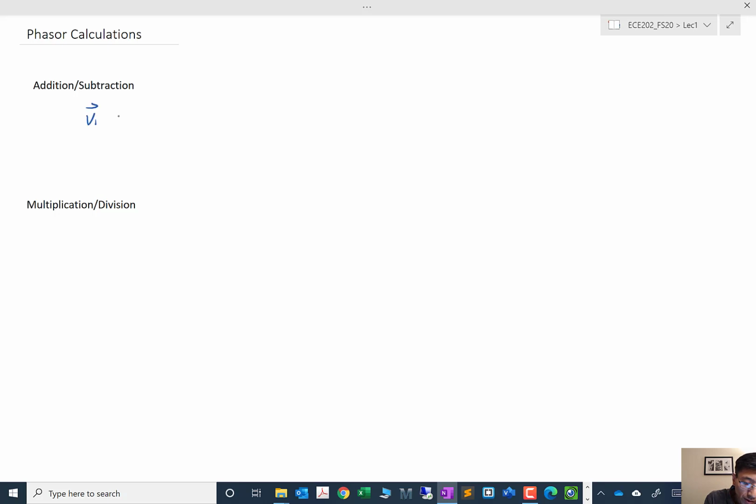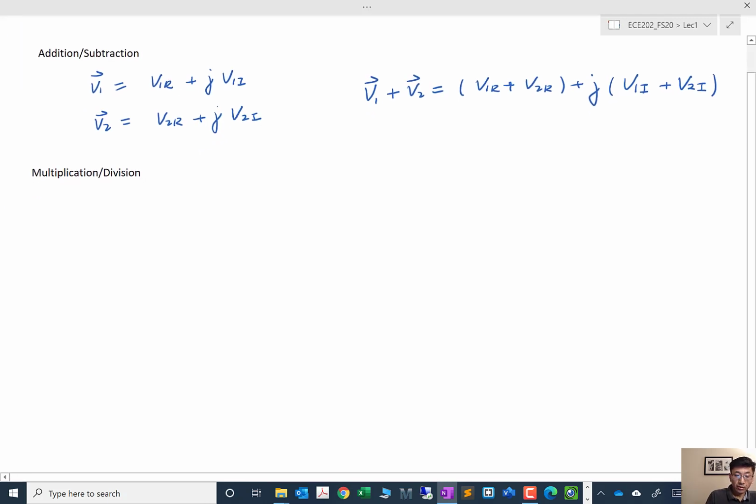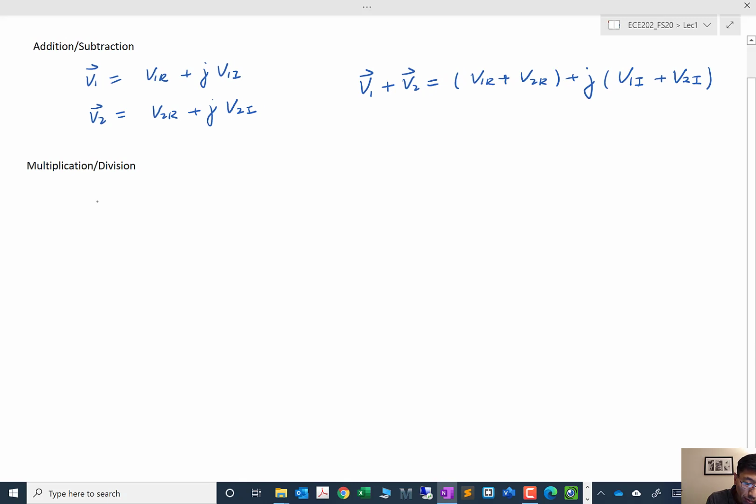Let's see, I have v1 equal to v1r, the real part, plus j v1i, the imaginary part, right? And v2 is equal to v2r plus j v2i. If these two phasors add up, then v1 plus v2 is going to be equal to the real parts added together, v1r plus v2r, and the imaginary parts just add together, so that's v1i plus v2i.